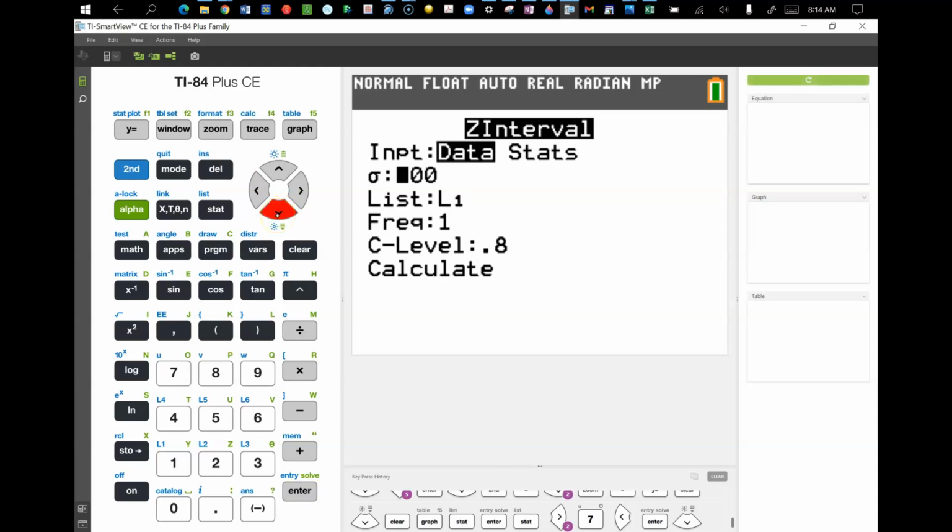tell the calculator what I am assuming the population standard deviation is. And in this case, we were assuming that the population standard deviation is 43. I'm going to tell the calculator what list the data is in. I happen to have it in list 3. What's the frequency of each value in that list? I'm going to count each value once. And then the confidence level, and we're doing a 90% confidence level, and then we're going to calculate this.